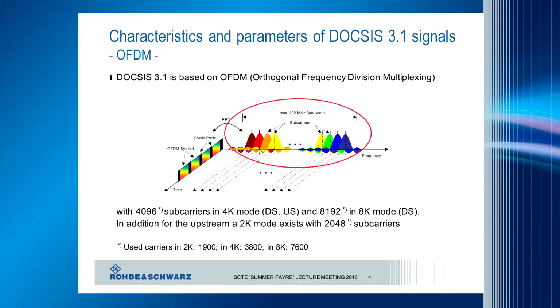And what does OFDM mean? Hopefully it works. It means we have thousands of carriers in parallel. Here we see the frequency, and then we have the time axis for transmitting the data. And here you can see already the first parameter, the bandwidth, which can be in the downstream up to 192 megahertz. It's amazing, of course, and in the first step it sounds very complicated, but it's not so complicated.